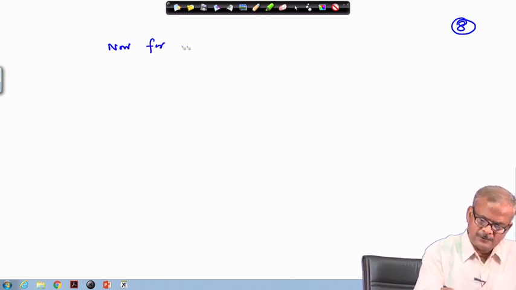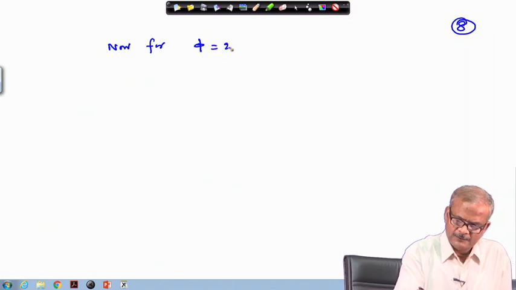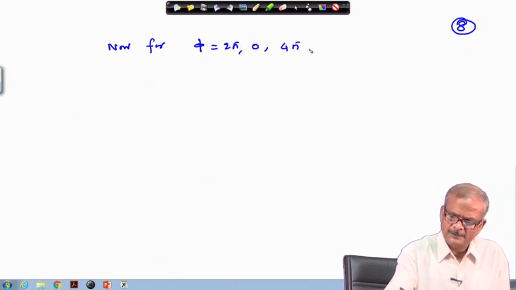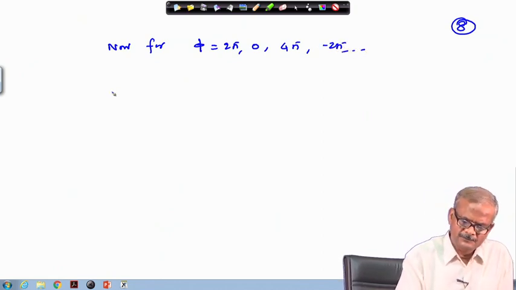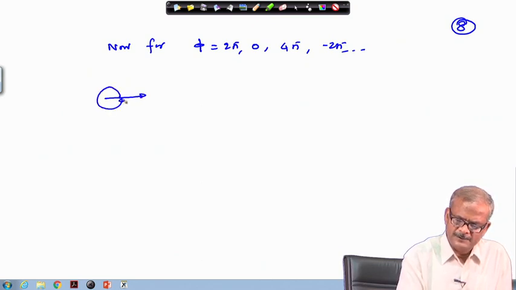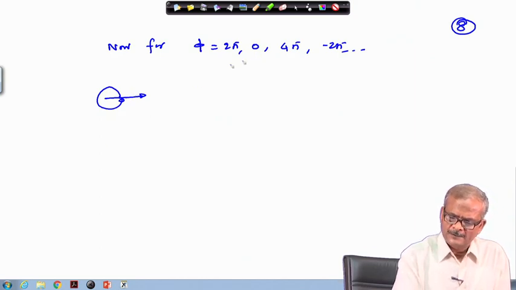Now, for phi equal to 2 pi, 0, or 4 pi, or minus 2 pi and so on, it simply implies that suppose this is a vector and this has been rotated by 2 pi. So, this vector will again come to the same position, or it has not been rotated at all. So, it remains in the same position, and similarly for the other cases, 4 pi, minus 2 pi, etcetera.